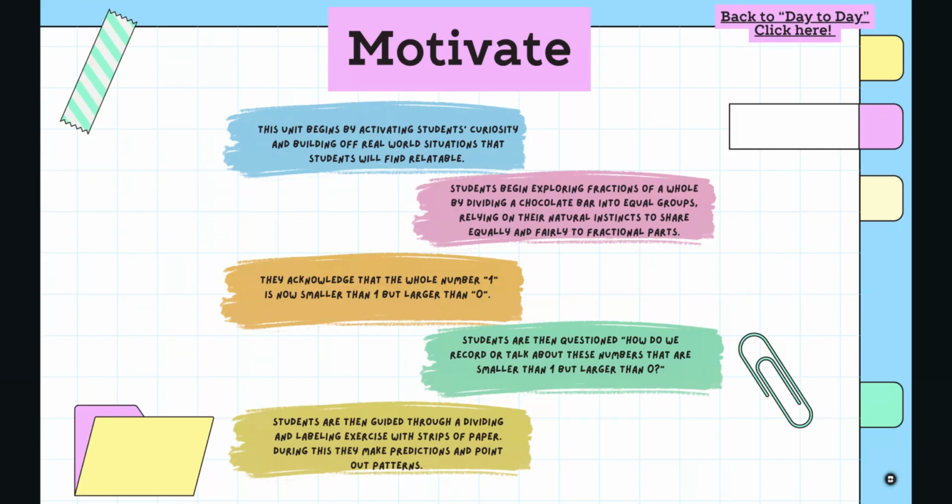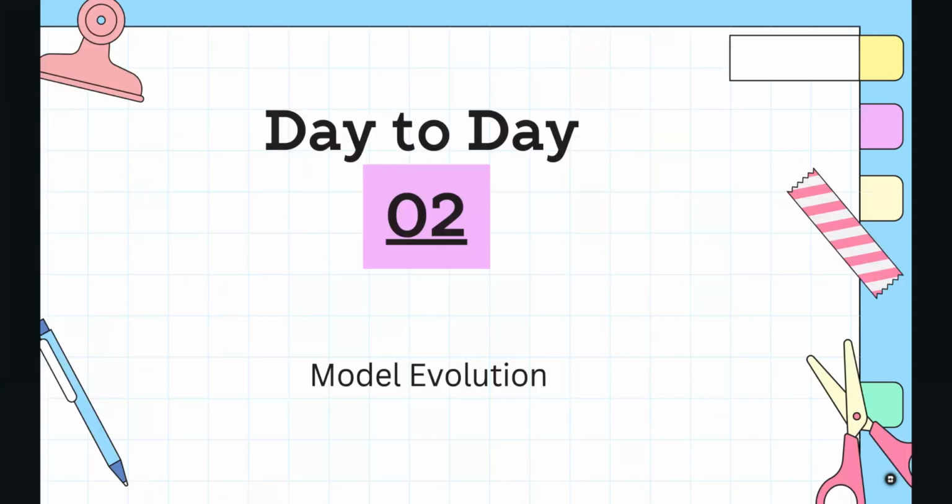They acknowledge that the whole number 1 is now smaller than 1, but also larger than 0. Students are then questioned, how do we record or talk about these numbers that are smaller than 1, but larger than 0? Students are then guided through a dividing and labeling exercise with strips of paper. During this, they'll make predictions and point out patterns.